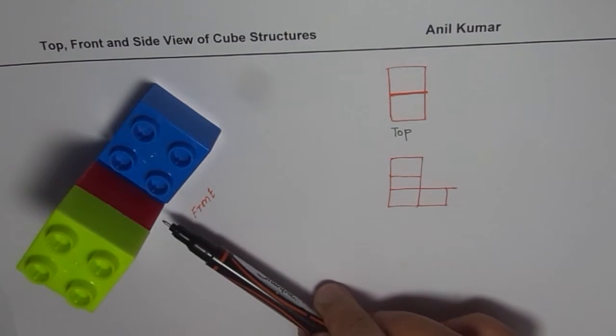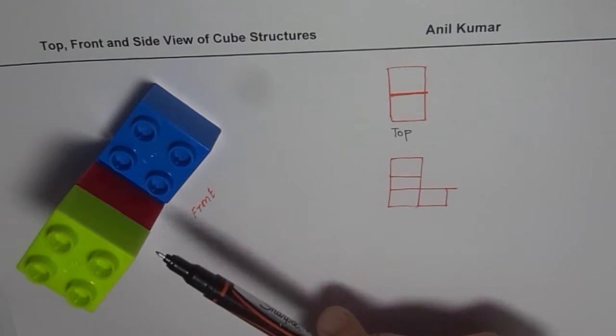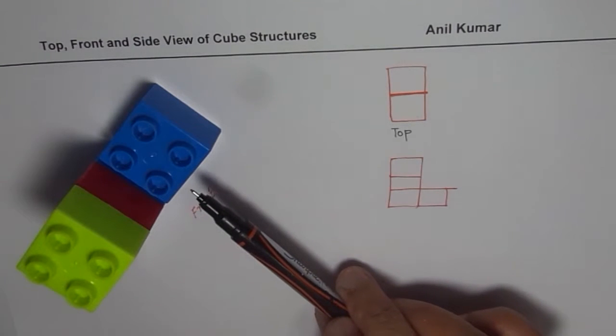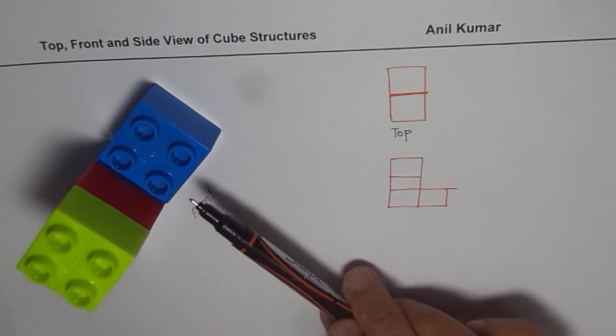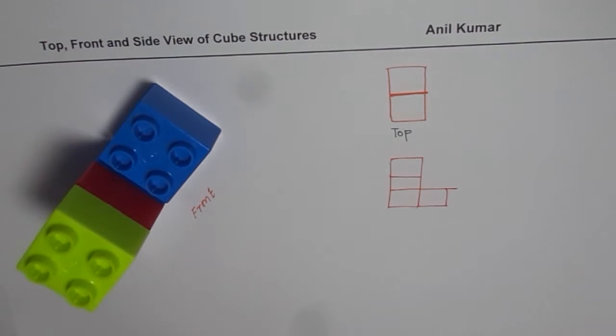Now here there is no change in height. This height is same and this height is also same, correct? So it remains like this only since there is no change in height. So that is our front view.